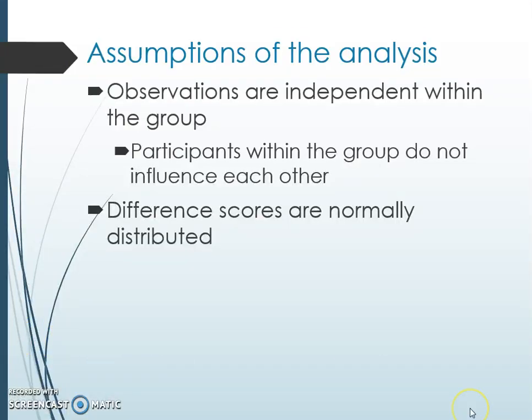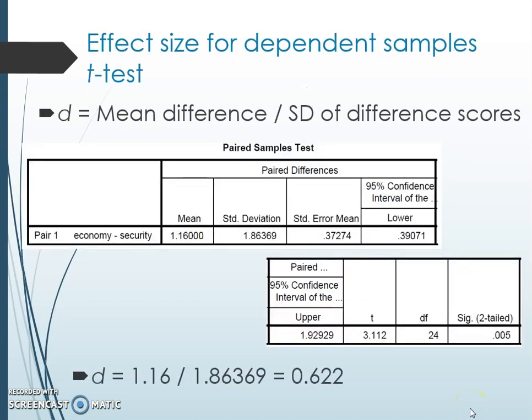So let's go back to our slides here and move on to the next one. The last thing you need to know is how to figure out the effect size. Recall that we calculated effect size as d, Cohen's d, last time. The same thing is true here, except the formula is a little bit different. The formula for calculating d is the mean difference between the two items on this assessment divided by the standard deviation of the difference scores. So the two things you're going to need to calculate d are this number right here, the mean, and this number here, the standard deviation.